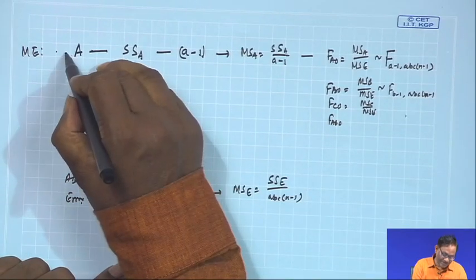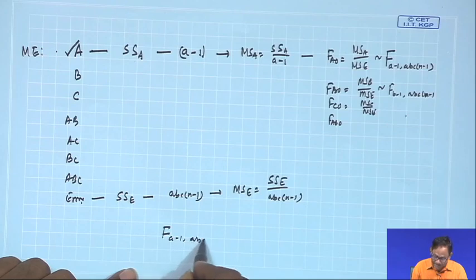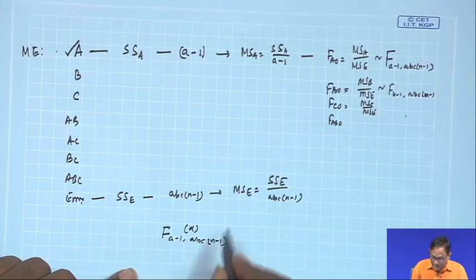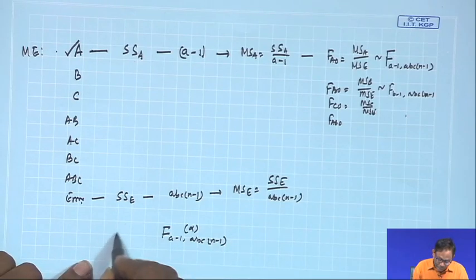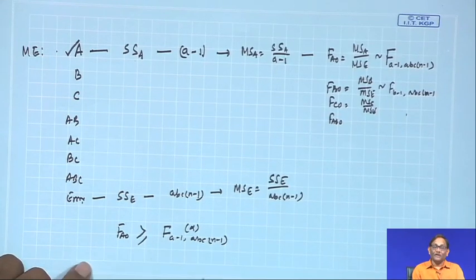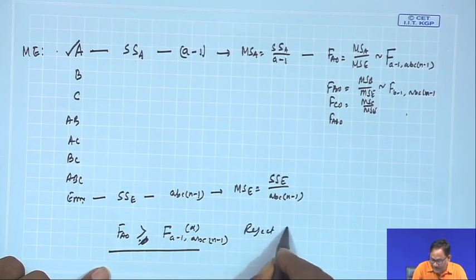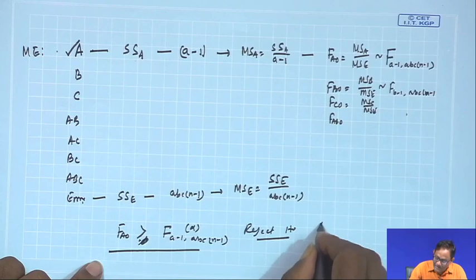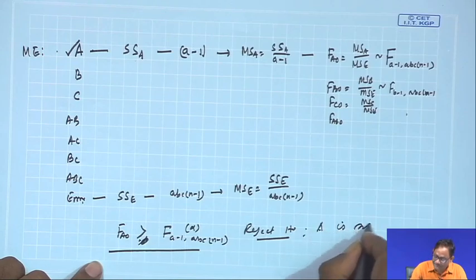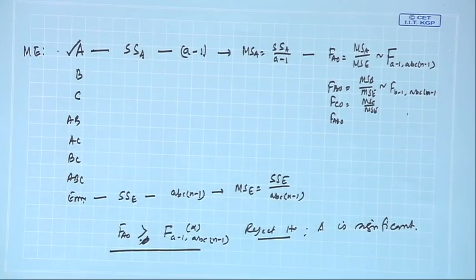Now, suppose we are interested to, for example, talk about A, then you take F with a minus 1 and abc into n minus 1 degrees of freedom at alpha. This value will be compared with FA0. If FA0 is greater than this, reject H0. So, A is significant, that means main effect A is significant. In the same manner, other effects will be considered.